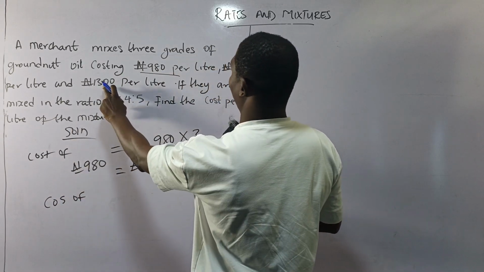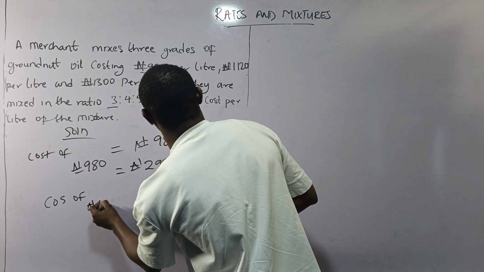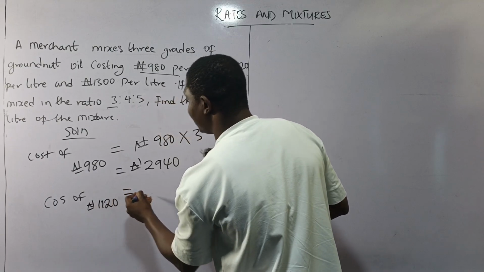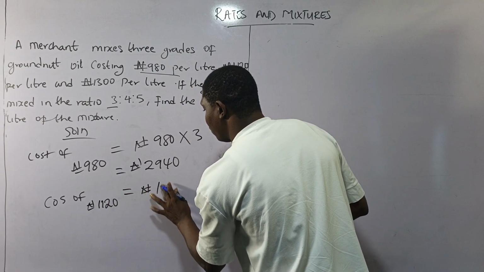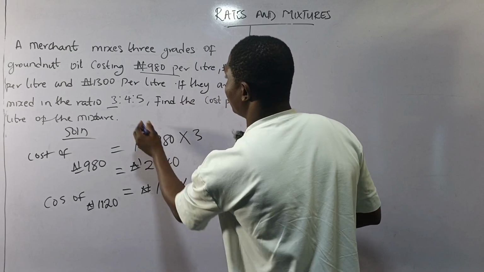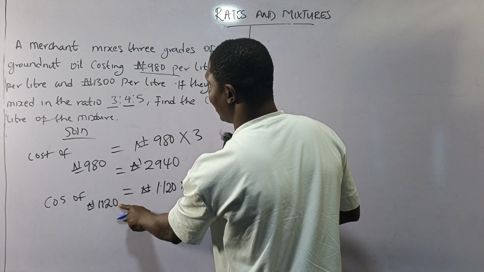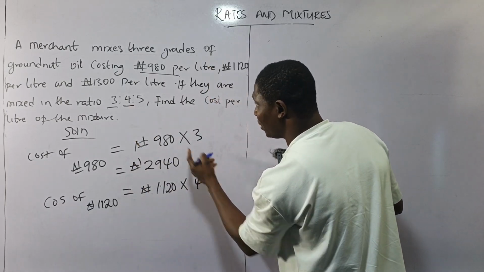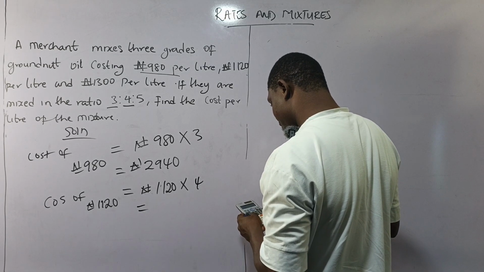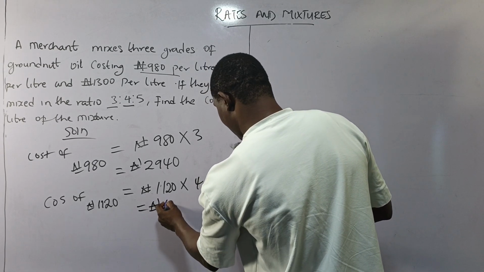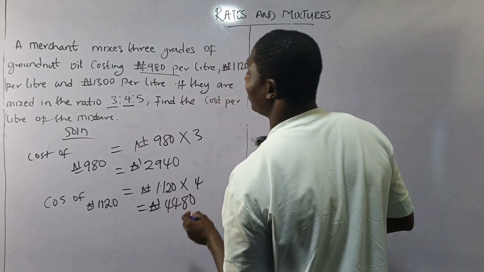Now, the cost of that oil of 1,120 naira will give me 1,120 naira times the quantity of this 1,120 naira grade of oil, which is 4. And that will give me 1,120 times 4. This will give me 4,480 naira.